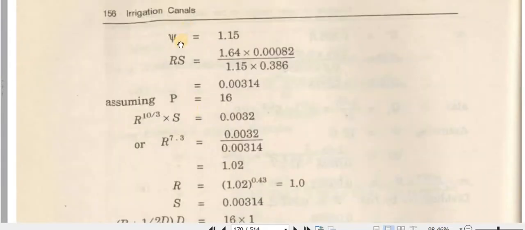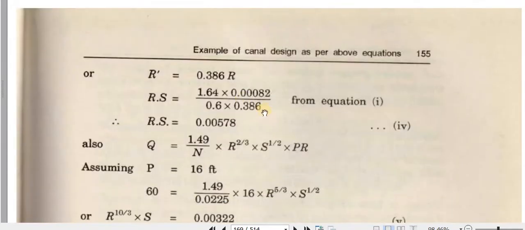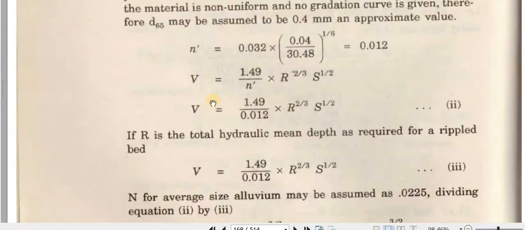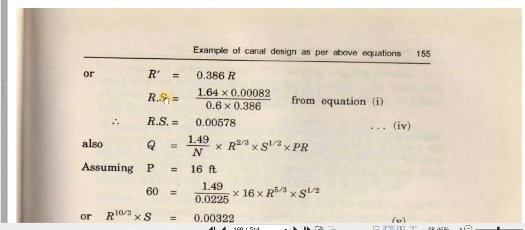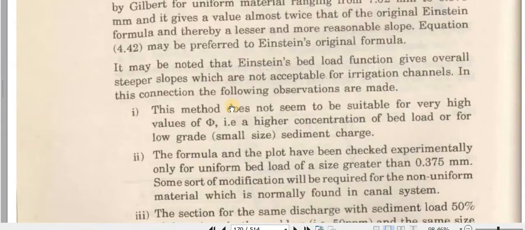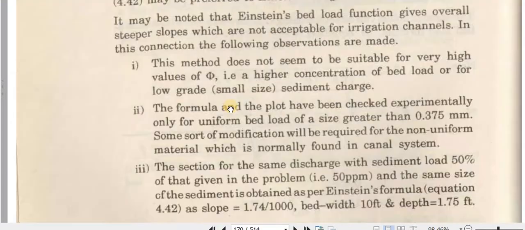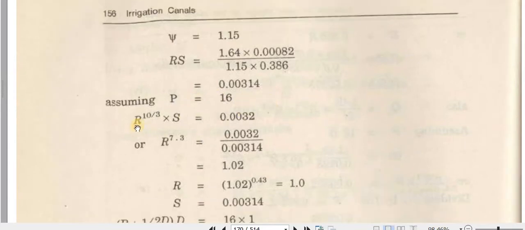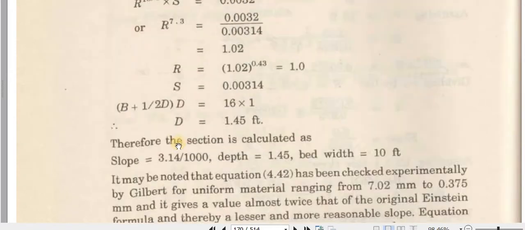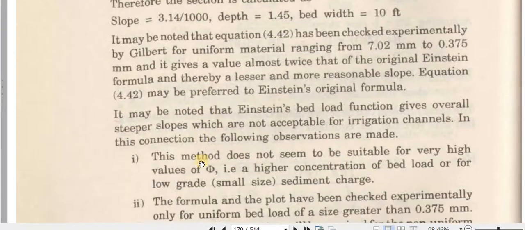When we have probability 2, then we can use the RS equation. This equation we have derived in our previous case, like in the Einstein bed load function, where we calculated RS. A similar equation is there, and after RS we will assume P, again 16 feet. Then we will use another equation. In this case all the calculation will be similar to what we did previously, and then all the parameters can be calculated.